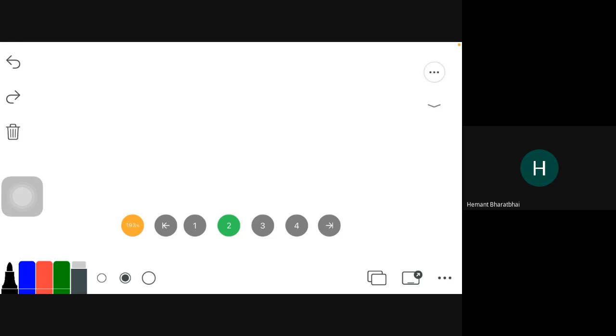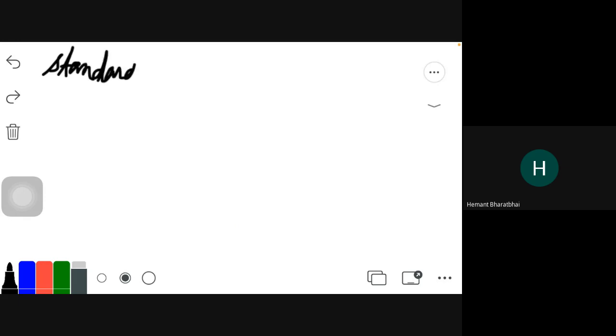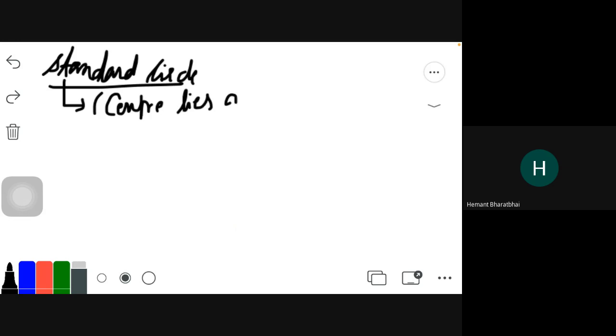Okay, so let us derive the equation of the circle. We are going to derive the equation of the standard circle. So what do I mean by standard circle? When do we call anything standard? In this case, the circle is called standard if the center lies at the origin. For different conic sections it will be different, but whenever you hear the word standard, it always has to do something with the origin. So what is the standard circle? The circle whose center lies at the origin.